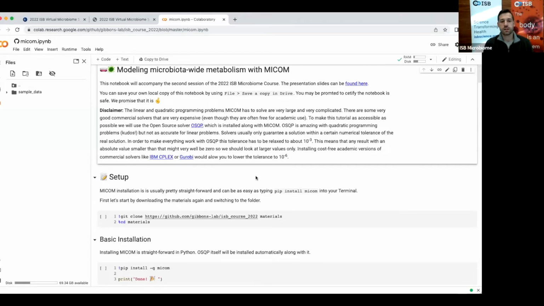There's a lot of really great commercial solvers that are pretty expensive, although they often offer free academic use licenses. But for today's course, we'll be using an open source solver called OSQP, which is installed alongside MICOM. OSQP is a great quadratic programming tool that works really well for quadratic programming problems, but it's not quite as accurate for linear problems. If you're interested in using MICOM for your own research, I highly suggest that you look into obtaining a license for another commercial solver like IBM's CPLEX or Gurobi, which do offer free academic licenses, as I mentioned.